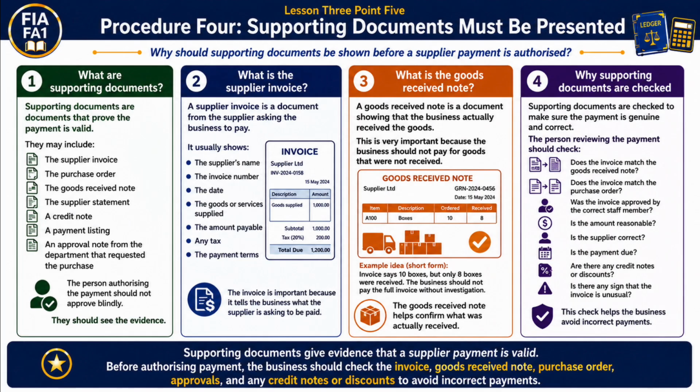Why supporting documents are checked. Supporting documents are checked to make sure the payment is genuine and correct. The person reviewing the payment should check: Does the invoice match the goods received note? Does the invoice match the purchase order? Was the invoice approved by the correct staff member? Is the amount reasonable? Is the supplier correct? Is the payment due? Are there any credit notes or discounts? Is there any sign that the invoice is unusual? This check helps the business avoid incorrect payments.